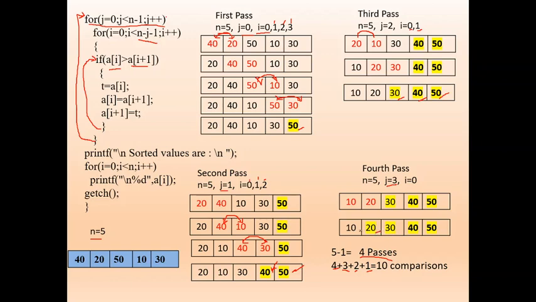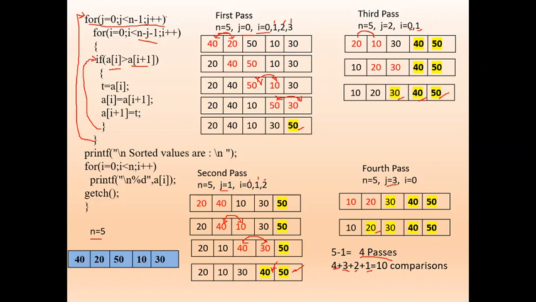In an array of 5 members, if 4 members are in the correct position, automatically the fifth one is also in the correct position. You see, in the 5 boxes, 4 boxes are filled with correct values. Then automatically the fifth box will also have the correct value. So if I have n number of elements, how many passes am I going to have? N minus 1 passes. In this case, my n is 5, so I am having 4 passes.